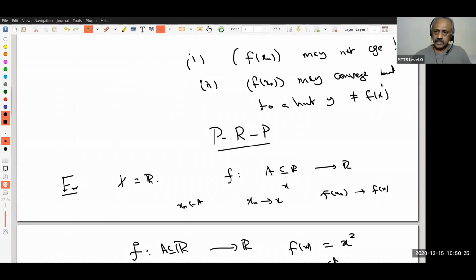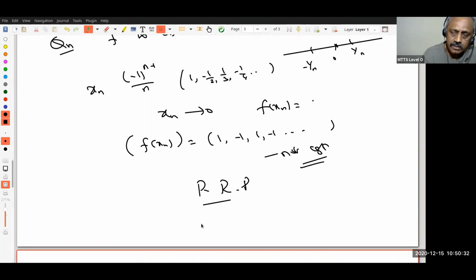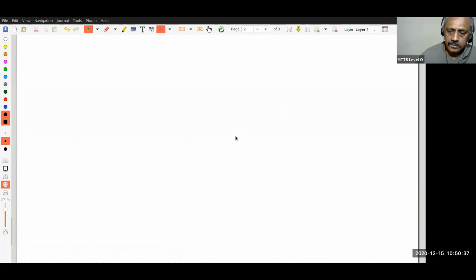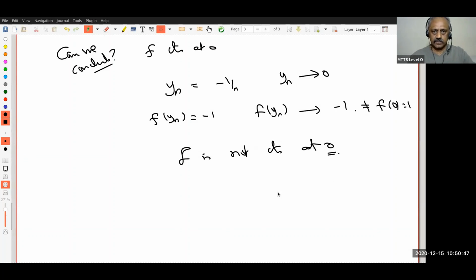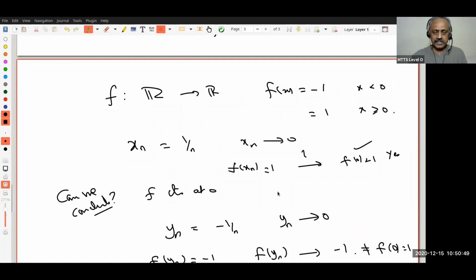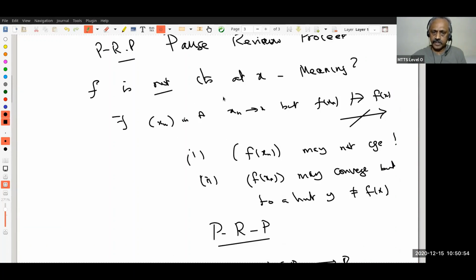Now you see that the second thing happens. F of xn may converge, but to a limit that is different from f of x. So what do you conclude? F is not continuous. So we conclude f is not continuous at 0. Please pay attention. This is a very trivial, simple example, but it illustrates a lot of things. When a function f fails to be continuous, it also says why.